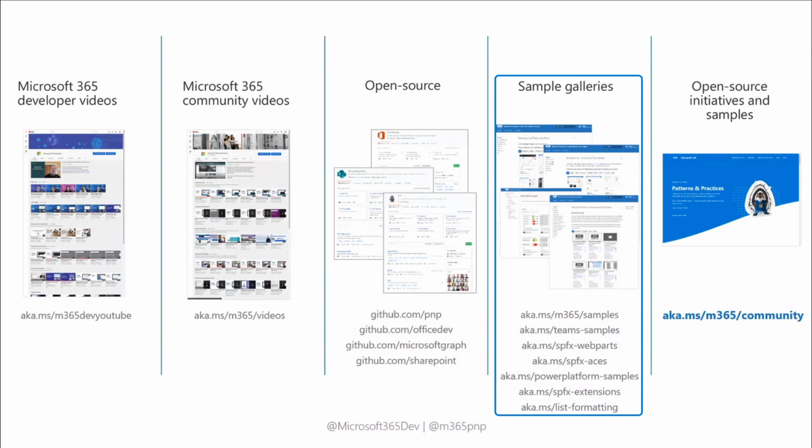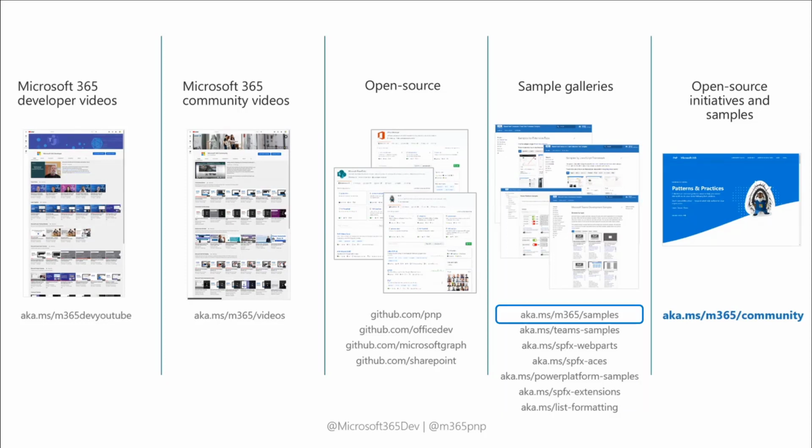So aka.ms, all of those different things, right? We've got samples for M365, Teams samples, SPFx web parts, SPFx ACEs, Power Platform, SPFx extensions, and list formatting as well. Check out the new Unified Samples Gallery, which brings all of those things together, which is a fantastic resource to help you find samples a little more quickly than having to go to all the individual repositories.